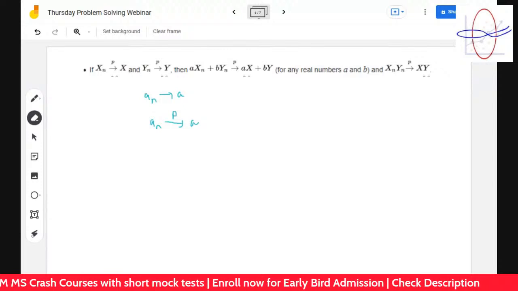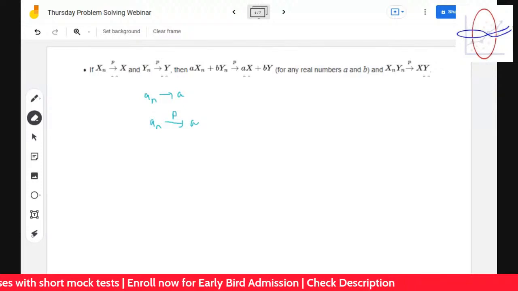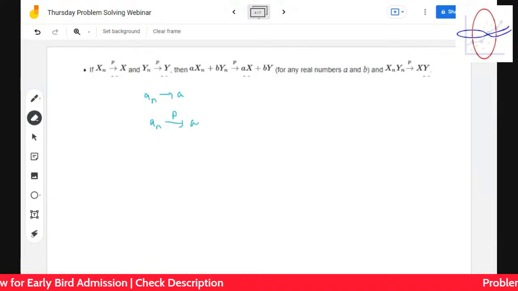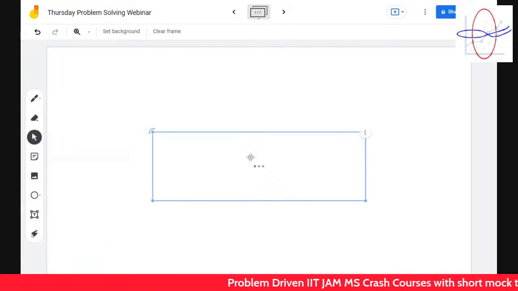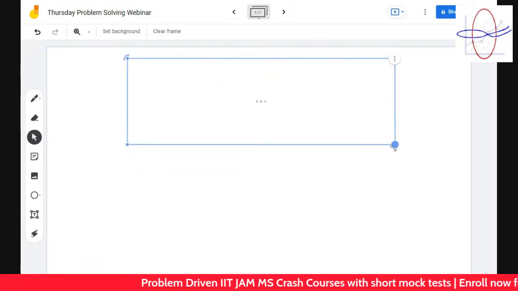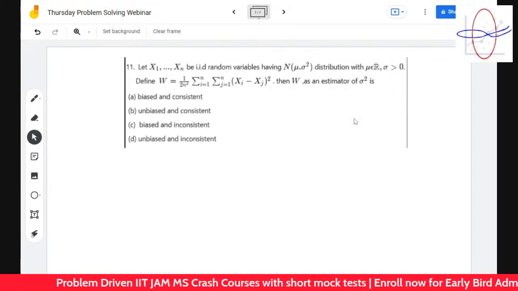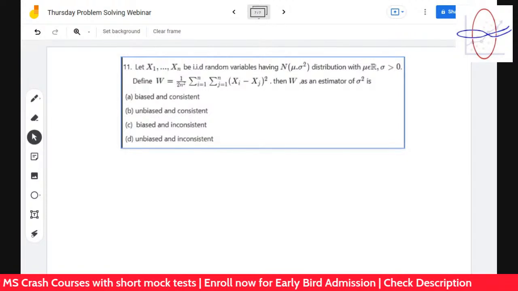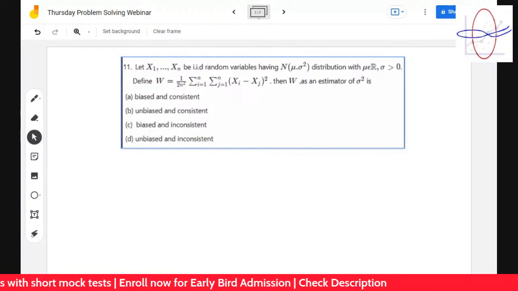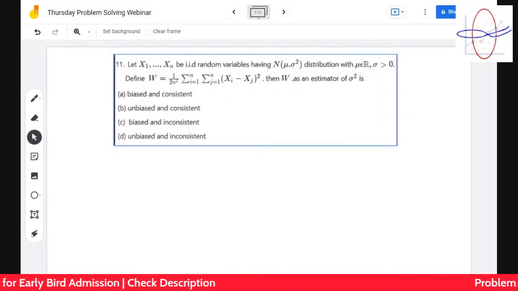Okay, I think this is interesting. I think this is a past year IIT problem. Okay, so let's understand this.